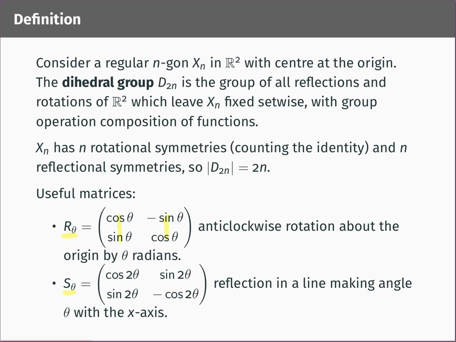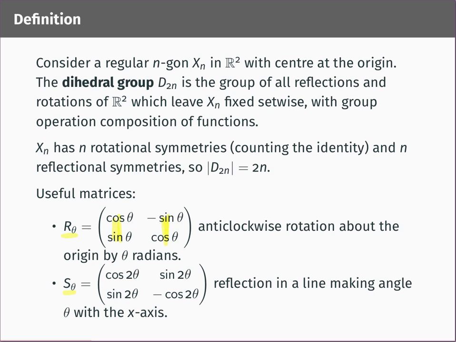So if you want to work out these matrices yourself, then you can do it just by working out where an anti-clockwise rotation by theta radians would send a unit vector in the direction of the x-axis, and where it would send a unit vector in the direction of the y-axis. When you've worked those out, those will be the two columns of this matrix, and you'll find that these really are what you get. And of course the same thing applies for the reflection matrix as well.